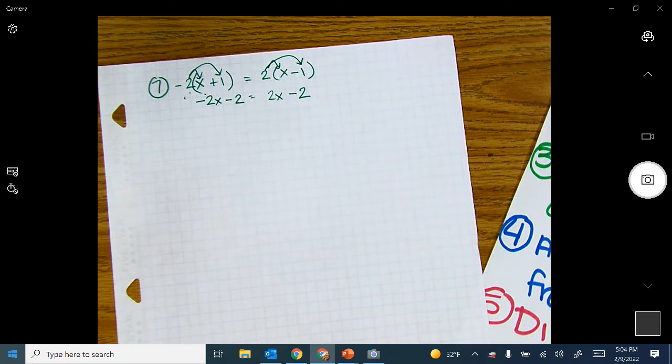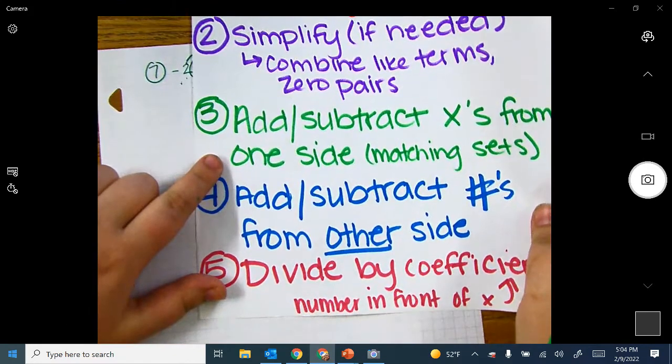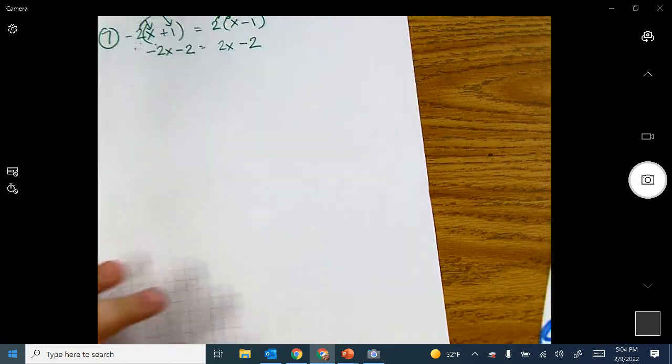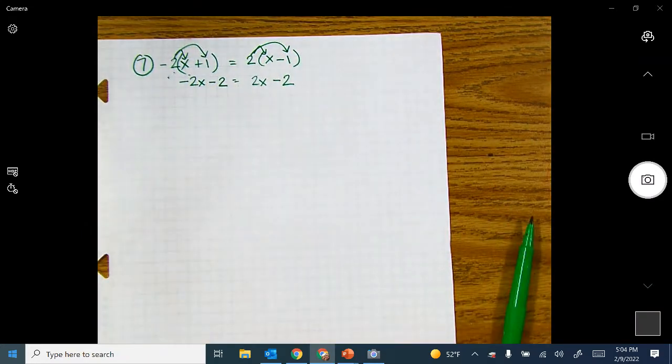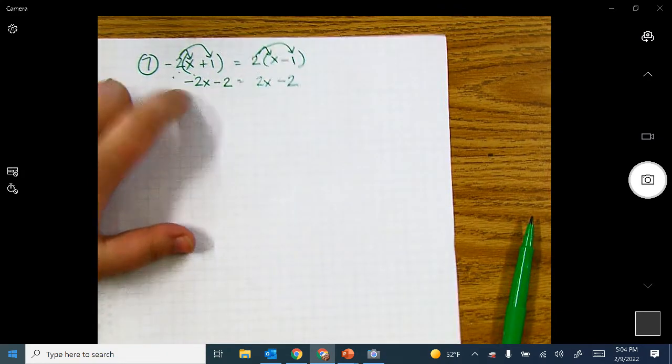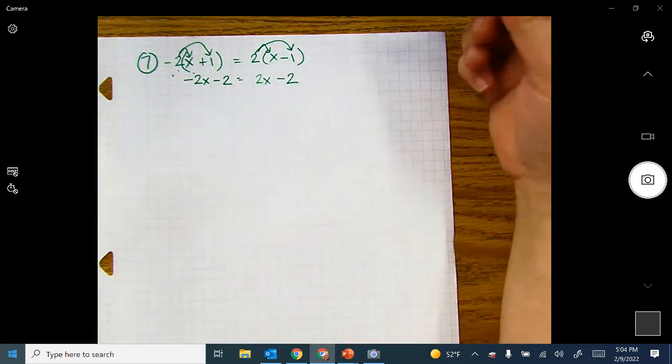So careful here. You're going to want to do matching sets and take away 2 x's because that is the step that we're on here. Step 3, adding and subtracting x's from one side. But I have to be careful because this is -2x, not positive. So if I had this with my tiles, these would be red and those would be blue. That's not the same thing. I can't take those away. So instead, I'm going to add or subtract.